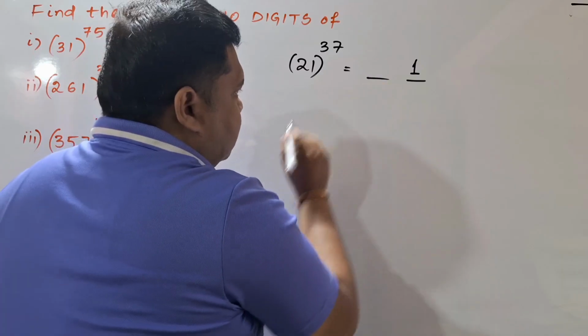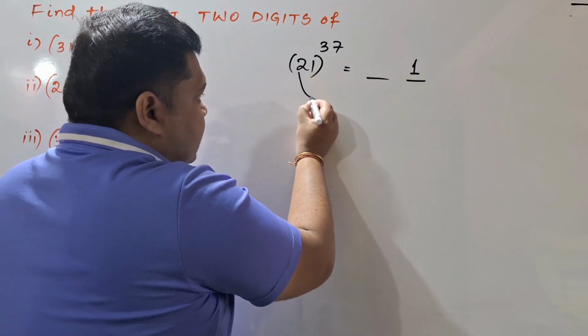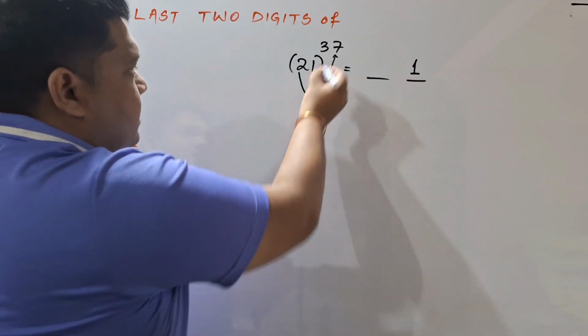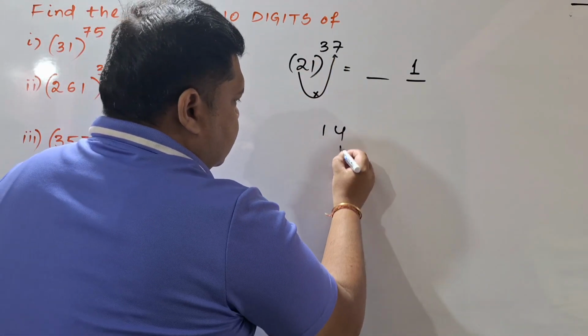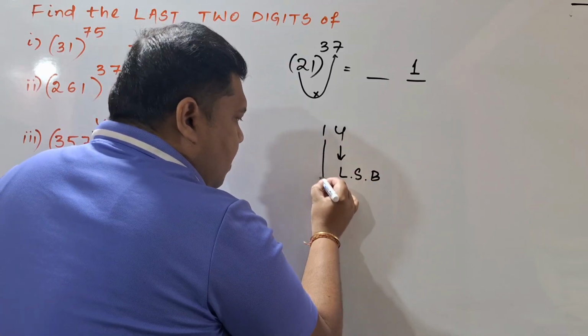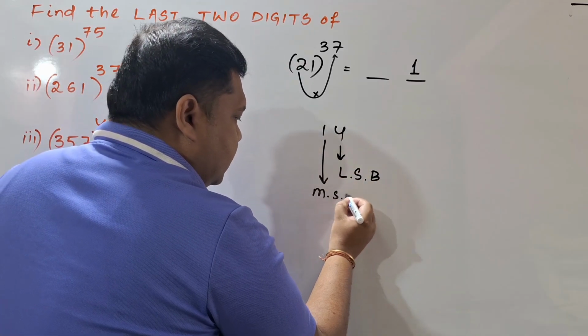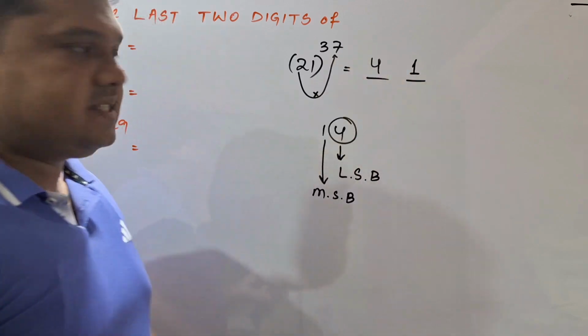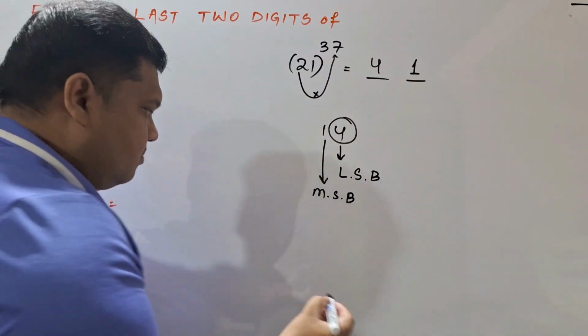How to find the tens place? Now I have to multiply the tens place of the base with the unit place of the power. You know 7 into 2 is what? 14. This is called the least significant bit, and 1 is the most significant bit. I have to write the least significant bit here. This is my answer.